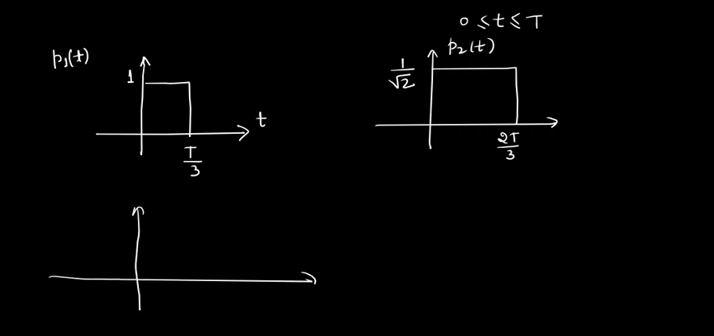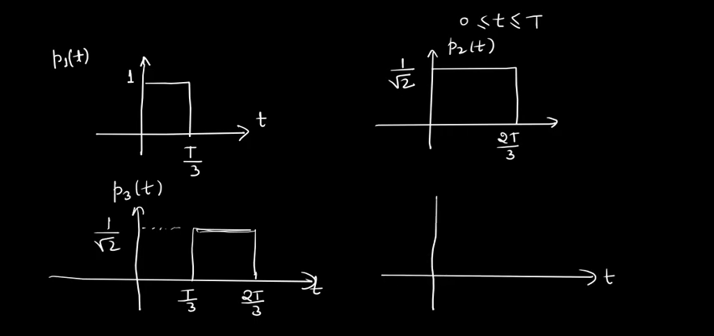What is my p3(t)? It is something like this. It's flat, from T by 3 to T by 3. And one more waveform. Okay, let's take it something like this, up to T. Yeah, so this is your p4(t). Now apply the Gram-Schmidt procedure to it.